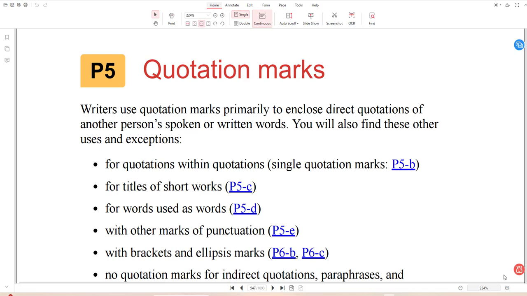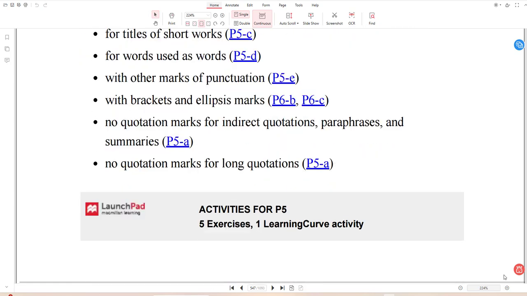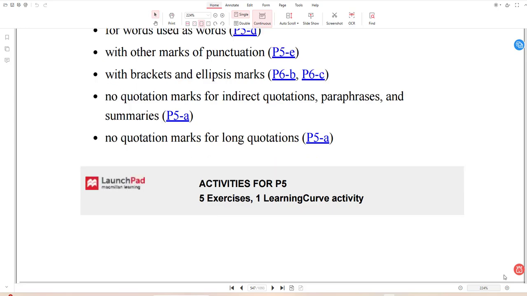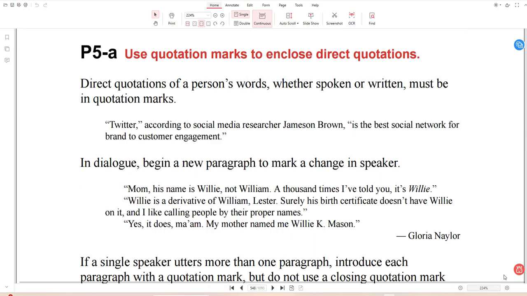Quotation marks. Writers use quotation marks primarily to enclose direct quotations of another person's spoken or written words. You will also find these other uses and exceptions for quotation marks: for quotation within quotations, for titles of short works, for words used as words, with other marks of punctuation, with brackets and ellipsis marks, no quotation marks for indirect quotations, paraphrases, and summaries, and no quotation marks for long quotations.